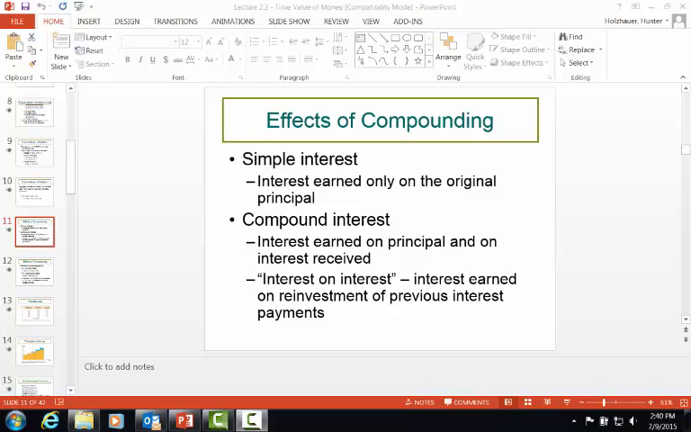So this brings up a good point. There's a difference between simple interest and compound interest. Simple interest is just the interest you would have earned on the original principal. So if you just looked at simple interest, then you would have had $120. However, when you include compounding interest, you get the $121. Because compounding interest not only includes interest that you earned on the principal, but also interest on interest.